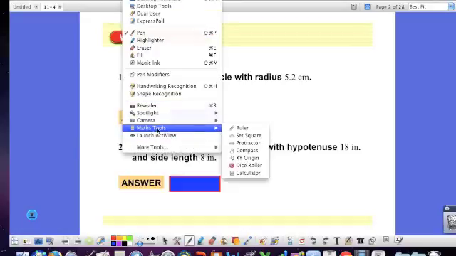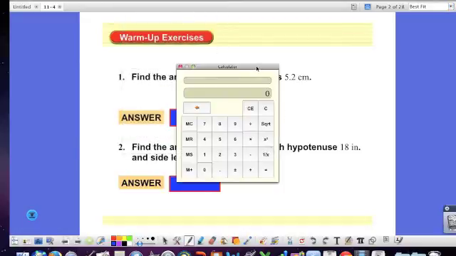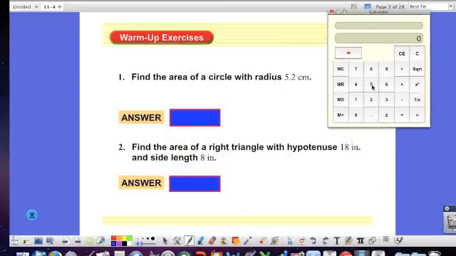We're going to find the area of a circle with a radius of 5.2. So that's 5.2 squared times 3.14. Oops, I pressed something wrong here. 5.2 squared times 3.14. Okay, so 84.9.